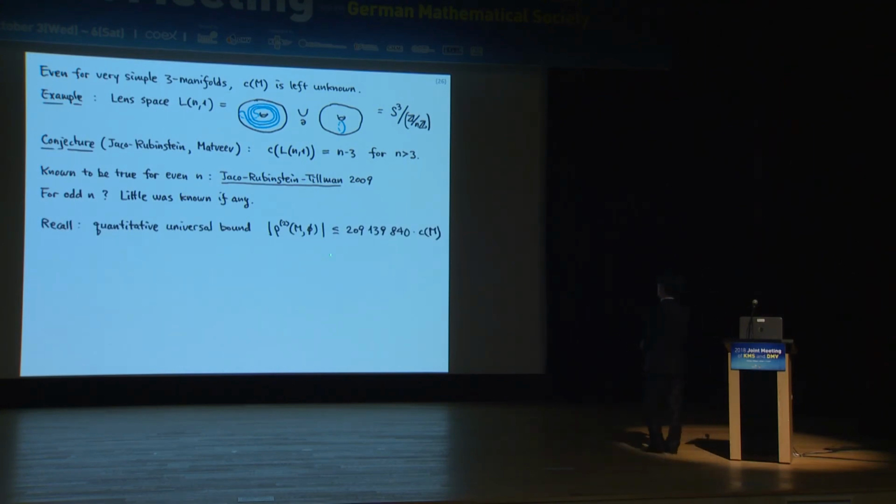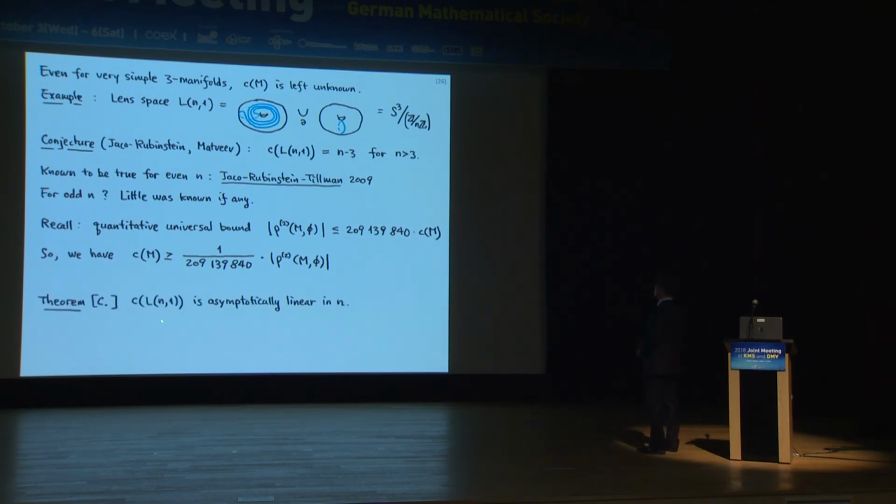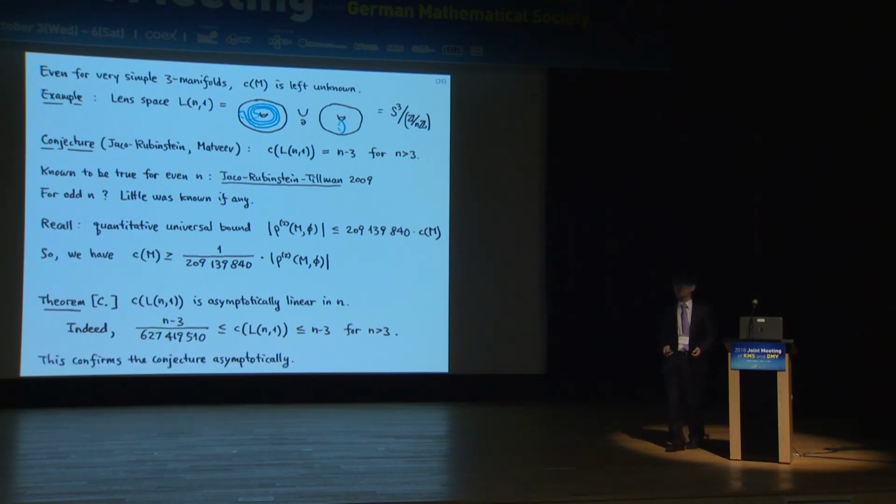But recall that my theorem gave this inequality, and if I change the viewpoint, this can now be viewed as a lower bound for this complexity. I know that this is very small because of this big denominator, but it turns out to be very useful. Indeed, I showed that the complexity of those lens spaces is asymptotically linear in n. Namely, it's between the conjectured value and the conjectured value divided by this large number. So this confirms the conjecture asymptotically. The remaining thing to prove this conjecture is to improve this constant to 1. That's pretty non-trivial to do, I think.